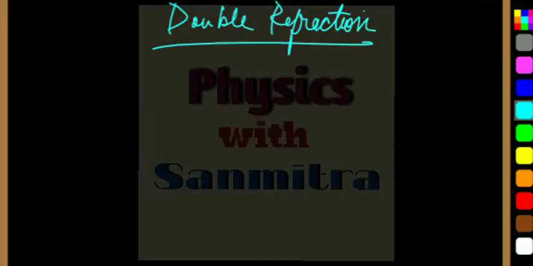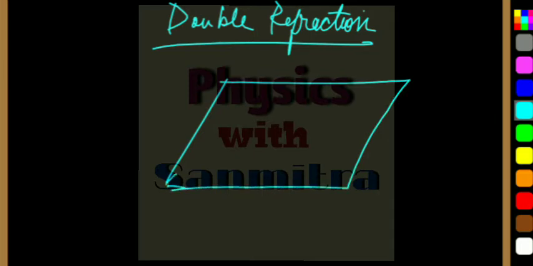I am Sanmitra Bhomik, and in this lecture series on wave optics, we will learn about double refraction today. That comes under the topic of polarization. Okay, suppose we have a crystal here. Let's say this is a calcite crystal.